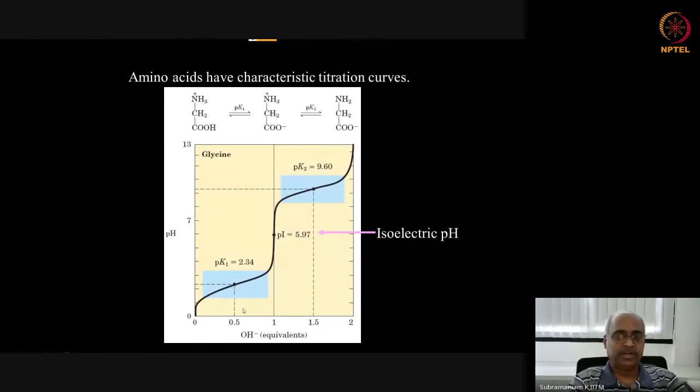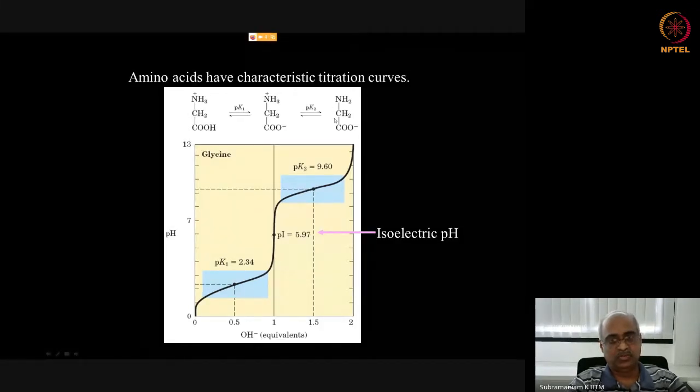But this is an important characteristic that comes from the presence of two groups that can donate or accept a proton. And therefore you have two pKa values. For example, the carboxyl group has its own pKa value for its dissociation. And similarly, for the dissociation of this protonated amino group, you have its own pKa value. So therefore, you have pK1 and pK2. And so it is going to behave like a weak acid for both the groups.